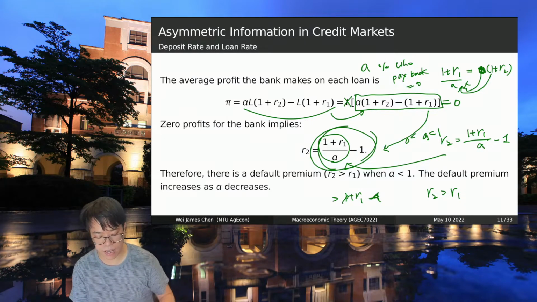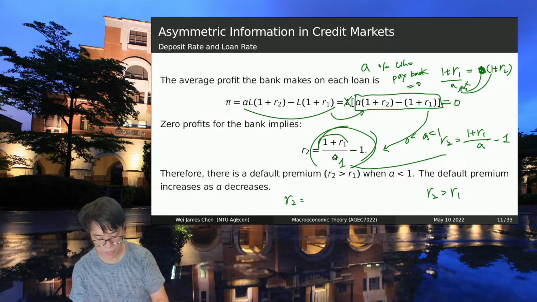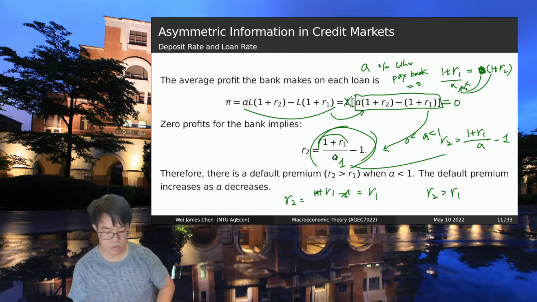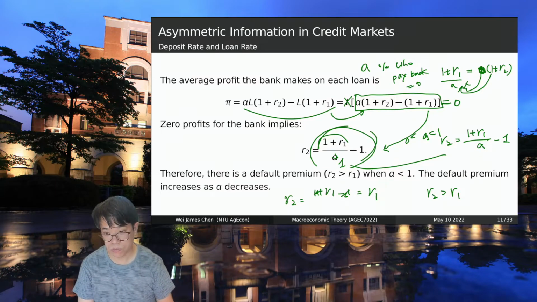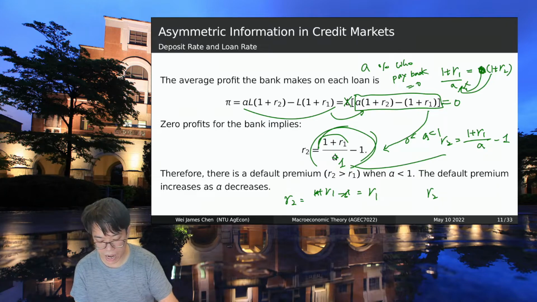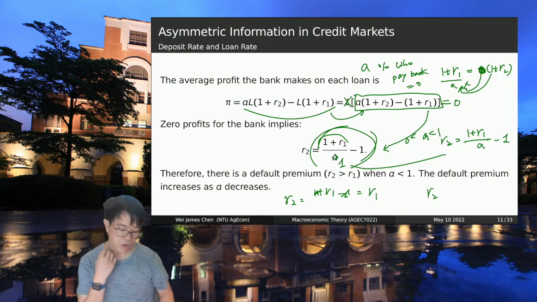When is it the case that R1 will equal R2? The only case where R1 equals R2 is where A equals 1. If A is 1, then (1 plus R1) divided by 1, that means you don't divide anything, minus 1, that's R1. So when everybody pays back the loan, R1 will be R2. Or sorry, R2 can be as low as R1.